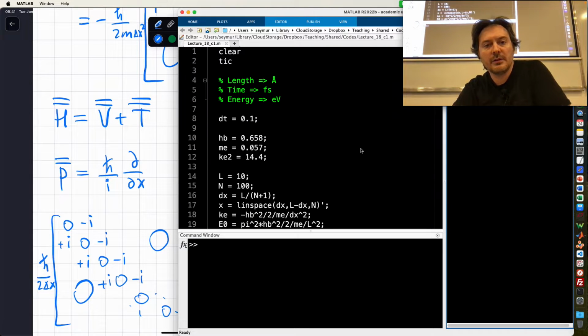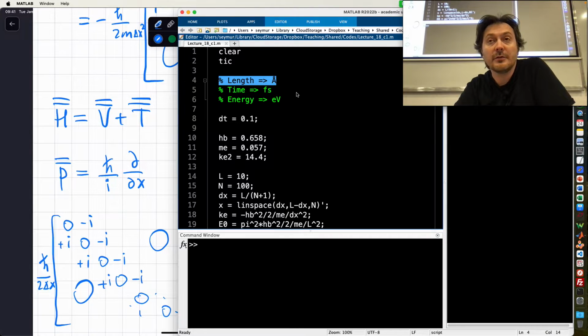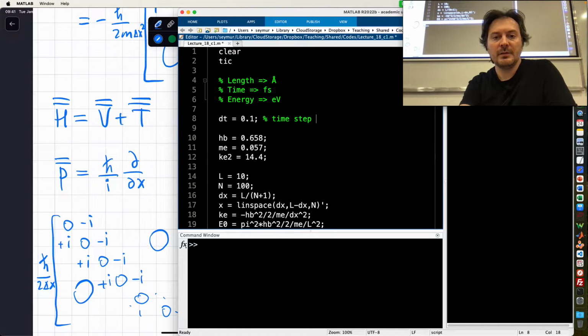So let's look at the code. The code starts by defining the length unit to be angstrom. So whenever you see length here, it's in angstrom. Time is in femtoseconds. Energy is in electron volts. So what does this dt mean? It tells us that the time step is 0.1 femtoseconds.